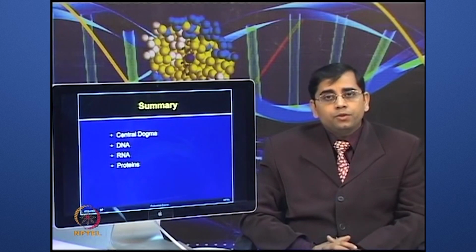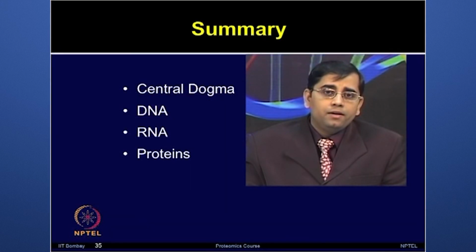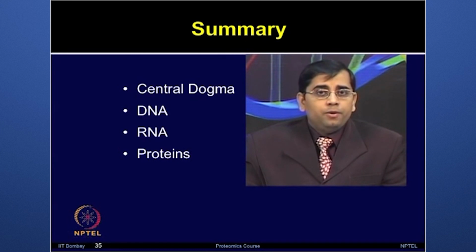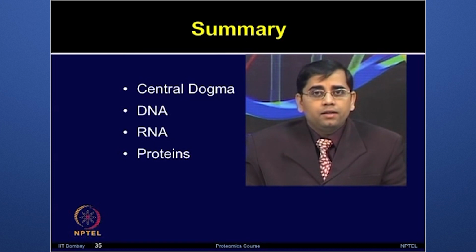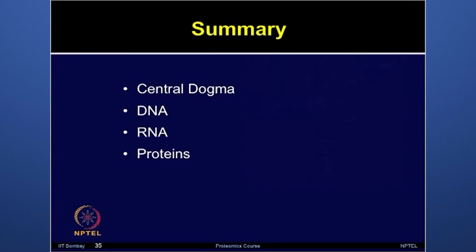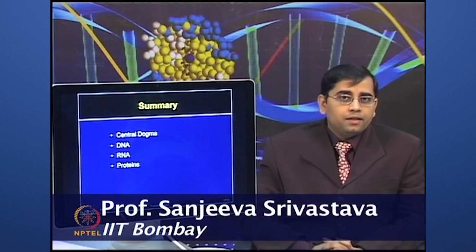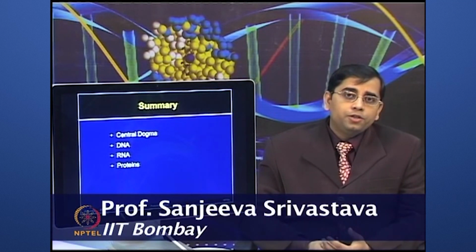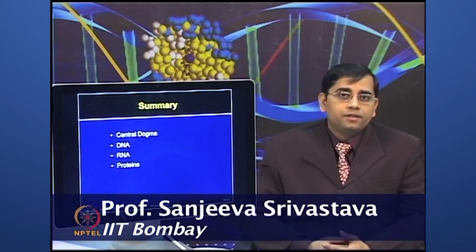So, in summary, today we talked about the importance of the central dogma. We discussed the basics of DNA structure and function. We then talked about the basics of RNA structure and function. We discussed the transcription and translation process briefly. We did not have enough time to go through the proteins, but in the next lecture we will continue on amino acids and different levels of protein structure in more detail.